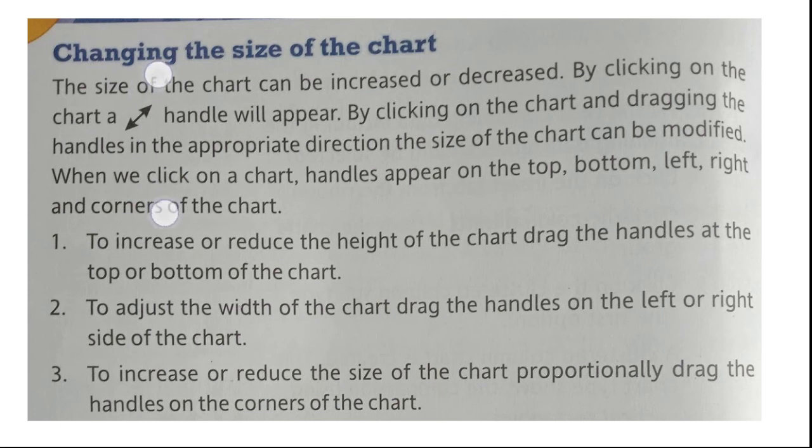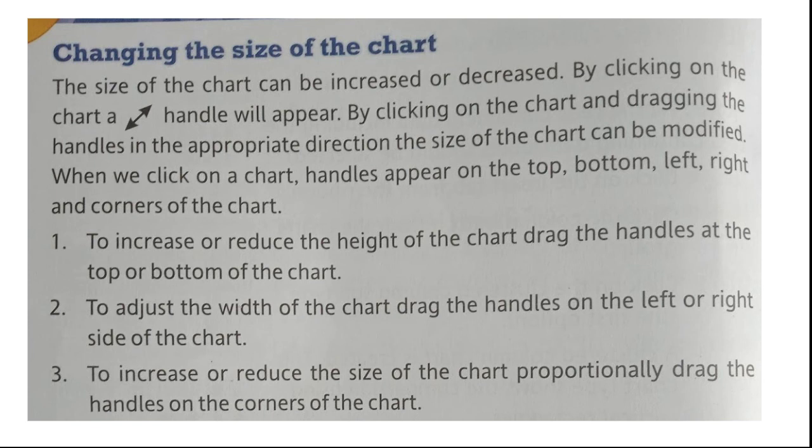This kind of handle would be there in the corners. There are 4 corners for every chart. If you keep your mouse pointer on any corner, you will find this kind of handle appear. By clicking on the chart and dragging the handles in the appropriate direction, the size of the chart can be modified, increased or decreased. When we click on a chart, handles appear on the top, bottom, left, right and corners of the chart.